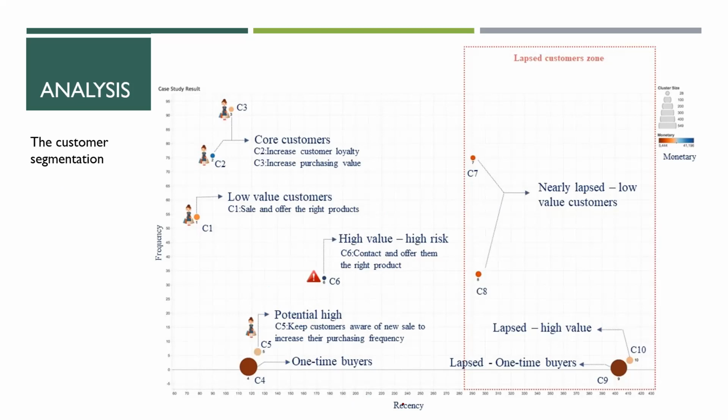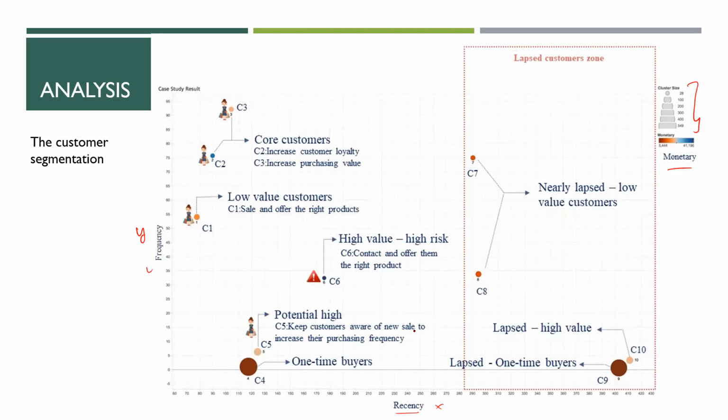The x-axis is the recency, the y-axis is the frequency, the color is the monetary, and the size of the dot is how many customers are in that cluster.